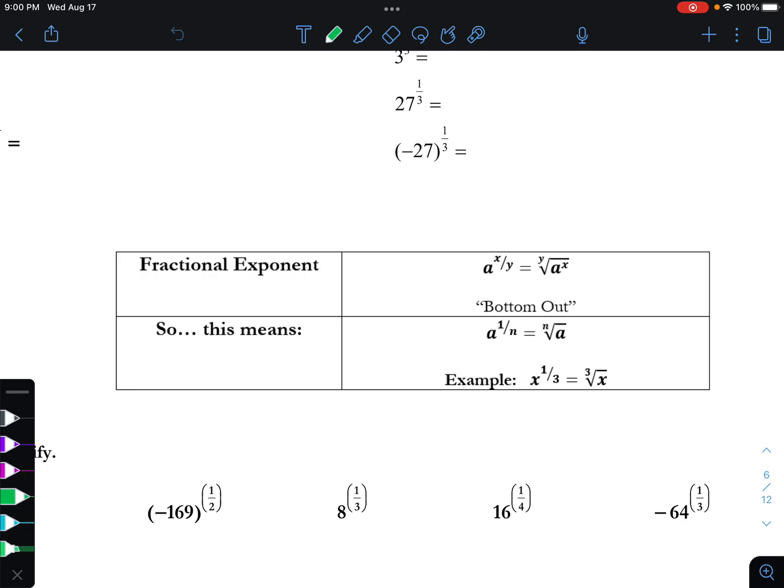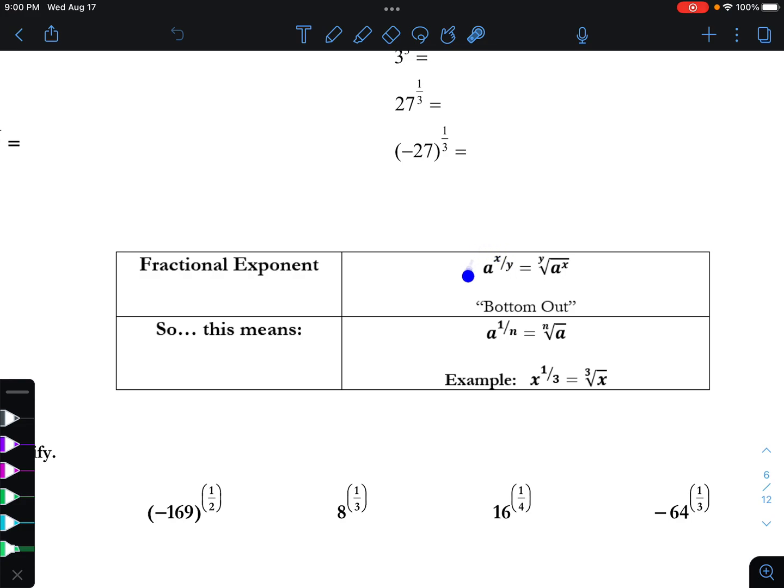So like we discussed, rational means that you can express the number as a ratio of two integers. Really, you can write it as a fraction, right? So when we have a rational exponent, that just means that our exponent is a fraction.